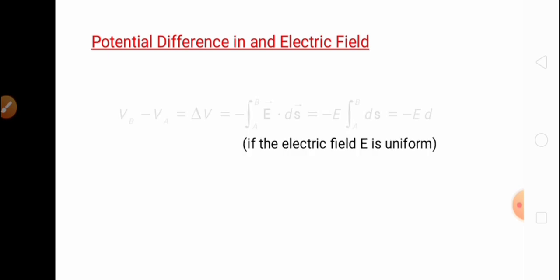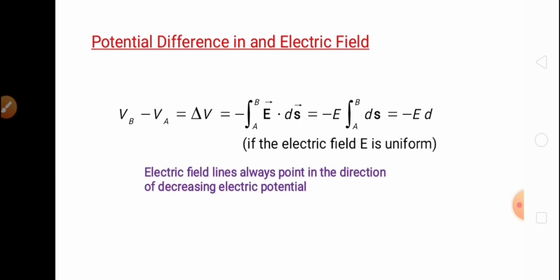Next, let's find the relation between potential difference and electric field. This expression is already known to you. It is Vb minus Va is equal to del V, which is minus integration of E dot ds. And if E is constant, it can be taken outside, and integration of ds is equal to d. So Vb minus Va is equal to minus Ed. What does the negative sign indicate here? The negative sign indicates that along the electric field line, potential decreases.